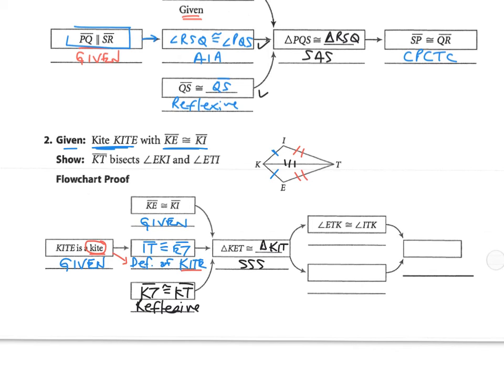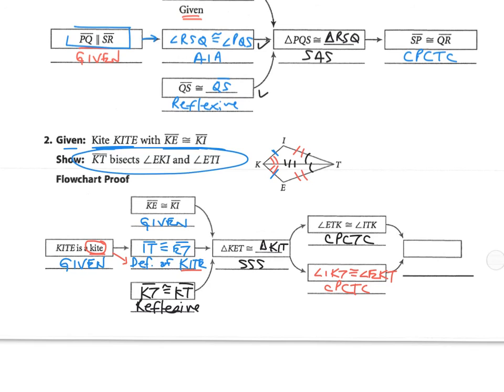That means that angle ETK, which is this angle, and ITK, which is this angle, are congruent because of CPCTC. That also means that angle IKT and EKT are also congruent to each other. So angle IKT is congruent to angle EKT because of CPCTC.